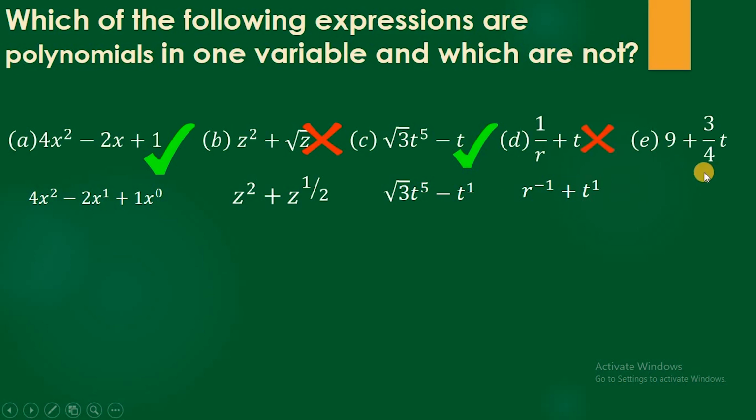In the last one we have 9 plus 3 by 4 t, and that is 9 plus 3 by 4 t raised to the power 1 here. Therefore the power of the variable 1 is a whole number, and here we have only one variable, that is t. Therefore the given expression is a polynomial in one variable.